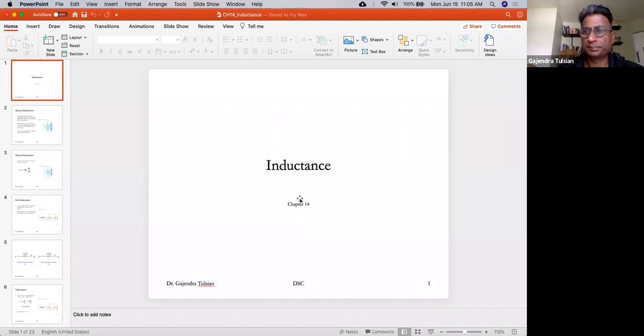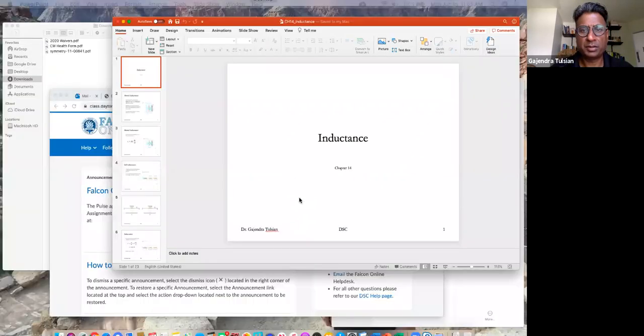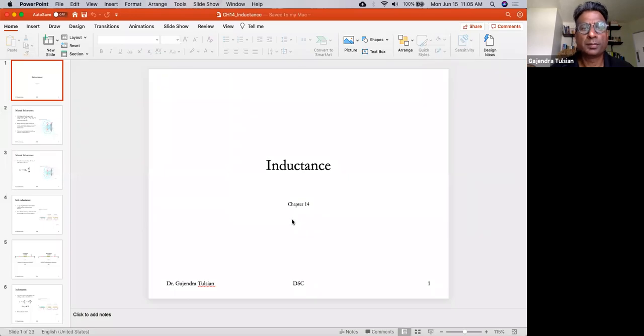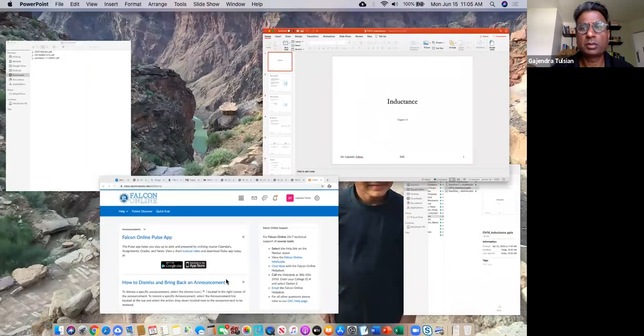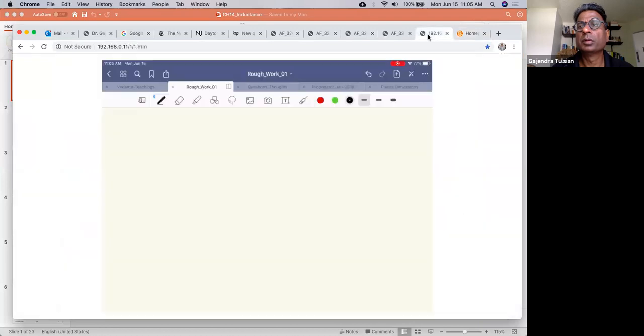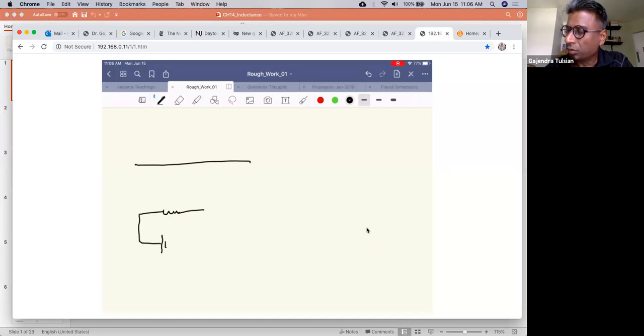All right. So what this chapter is about is the following. Let's say you take a straight piece of wire, okay, and then we'll connect it to a battery. Now this wire, I'm representing it as a resistor, and we connected it to a battery, and this is a variable battery.